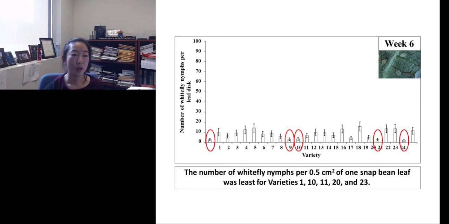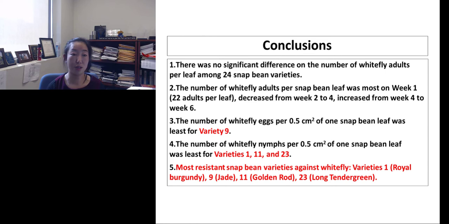So that's for the results. Let's come to the conclusions for this field trial. First, there were no significant differences in the number of whitefly adults among the varieties. And second, the number of whitefly adults per snap bean leaf was highest on week 1, decreased from week 2 to 4, and increased from week 4 to week 6.